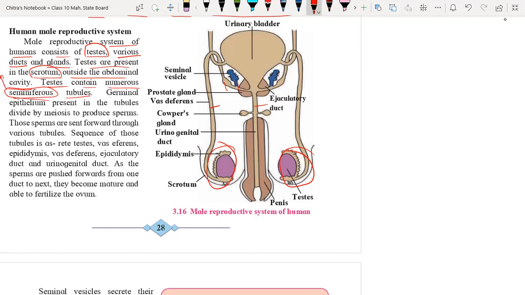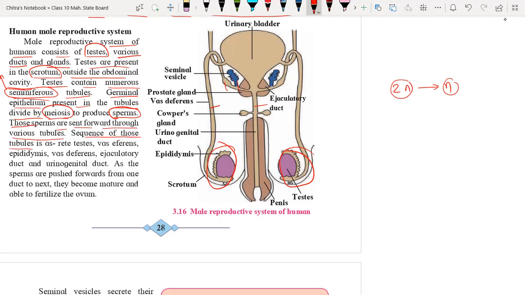Okay. And the germinal epithelium is present in the tubules. The male germ cells divide by the process called meiosis, where a 2n cell converts into n. Okay, means the diploid cell converts into a haploid cell. We already went through this in the last class, to produce the sperm. They produce the sperm, and sperms are haploid cells, beta. Don't forget that.